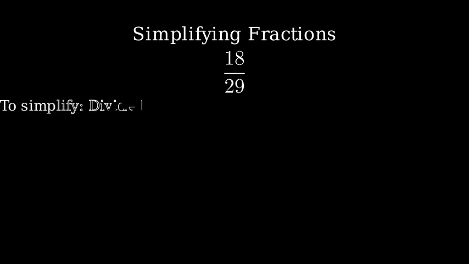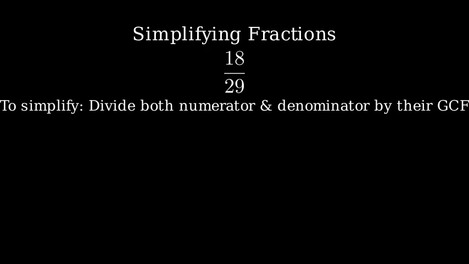Let's learn how to simplify fractions by working through an example. Today, we'll try to simplify the fraction 18 over 29. To simplify a fraction, we need to find the greatest common factor, or GCF, between the numerator and denominator. Then we'll divide both the top and bottom numbers by that GCF.